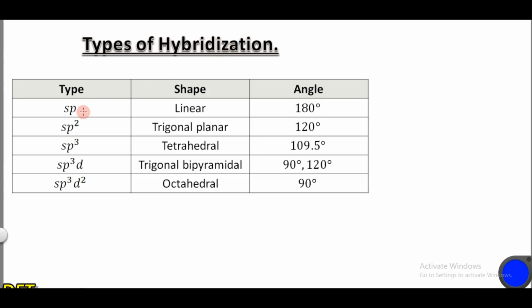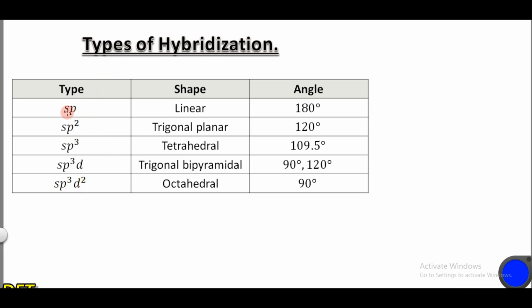Basically, we have 5 types of hybridization. We have the sp hybridization, sp2 hybridization, sp3 hybridization, sp3d hybridization, and sp3d2 hybridization, right?